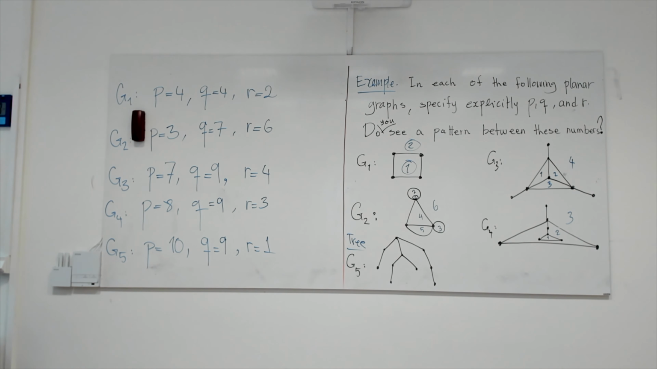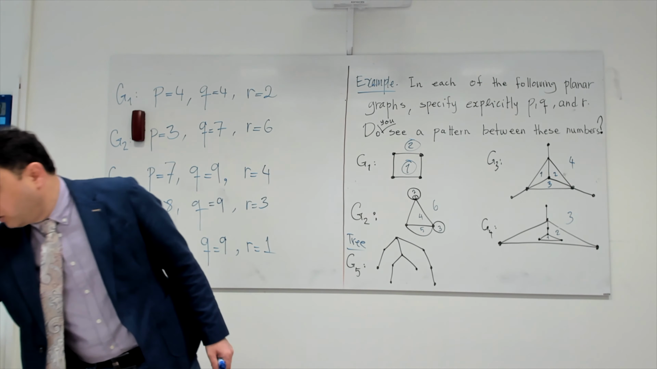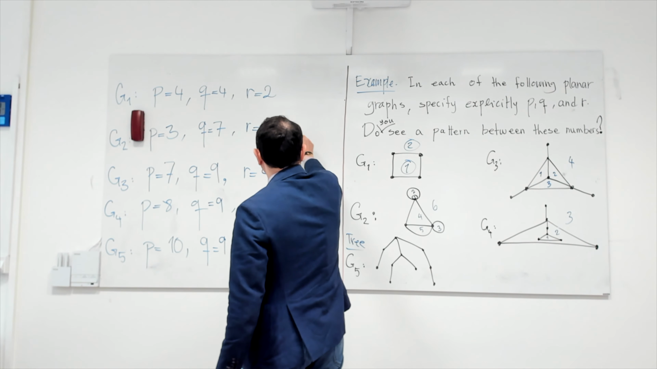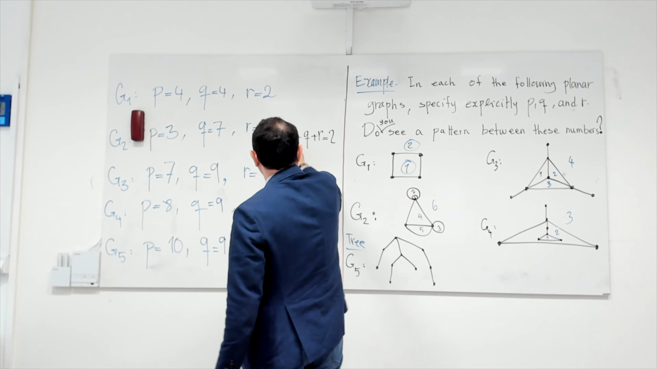Okay, so the discovery is this. This is the nice formula discovered by Euler, actually. So the formula is P minus Q plus R is always equal to 2.